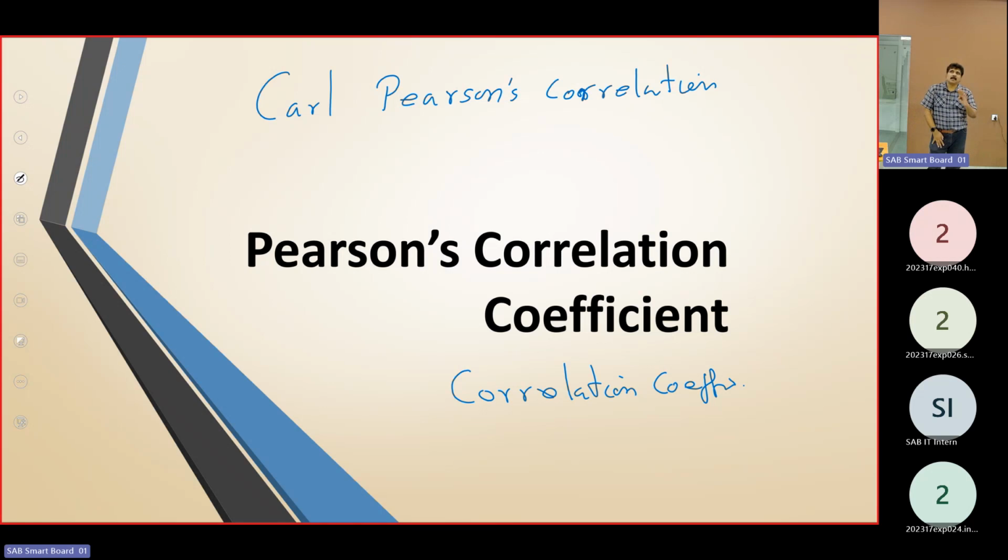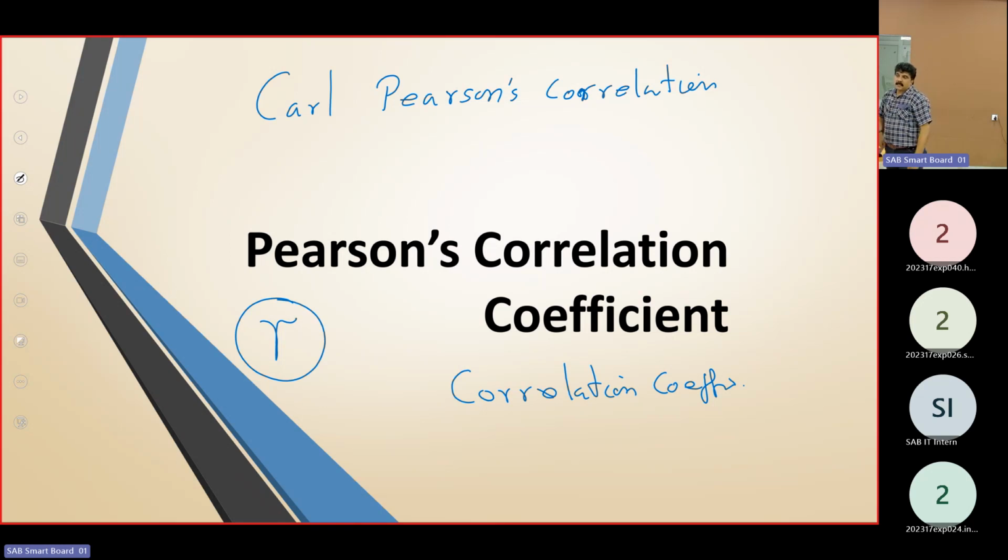Pearson's correlation, Karl Pearson's correlation, or correlation coefficient, right? So how do we denote this Pearson's correlation? It is denoted by simple r.